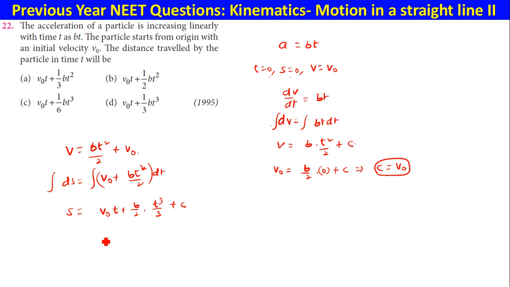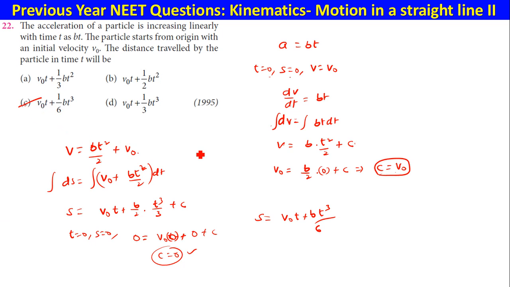Now initially he has given that at time t equal to 0, s is equal to 0, v is equal to v naught. So at time t equal to 0, s is equal to 0. Just substitute here, then you get 0 is equal to v naught into 0, plus this is also 0, isn't it? 0 cube, so that term also becomes 0, plus c. So every term is 0, so c is equal to 0. Understand? Now just substitute this here, then you get the distance s: v naught t plus b t cube by 6. So which one is correct here? v naught t plus 1 by 6 bt cube.